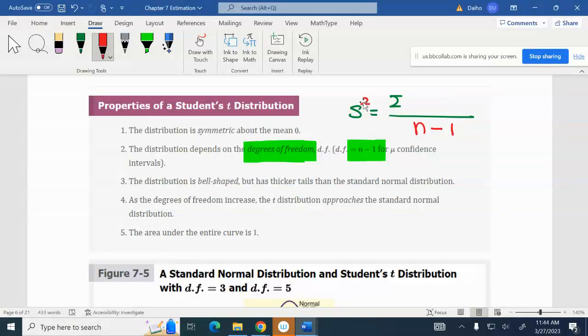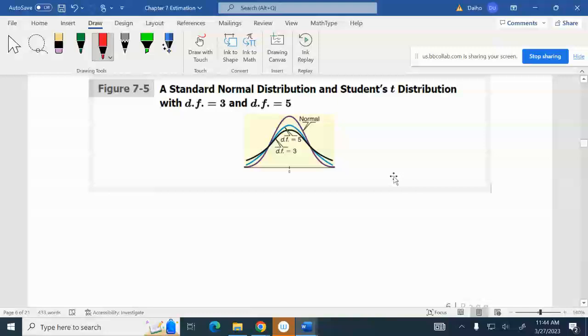It has its own name, the degree of freedom. Okay? So the key distribution means the degree of freedom. And the degree of freedom was from the denominator in the standard deviation, n minus 1. And this is the shape of the normal distribution, the t distribution. I want to explain to you more about the t distribution.